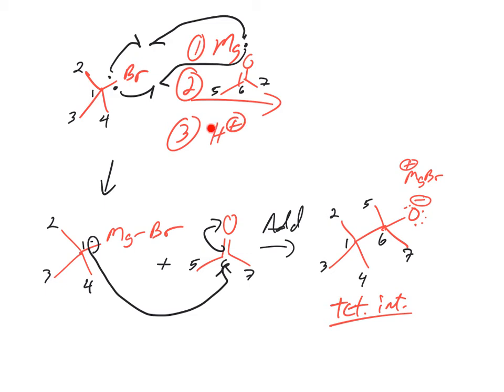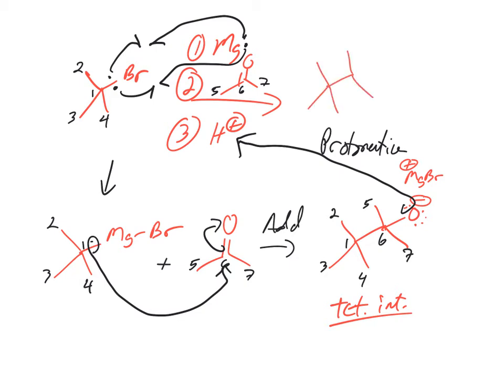So now we're on to step 3. What is step 3 going to be? It's just going to be protonation. All right, protonation. And that'll lead us to the final product. Number our carbons. Make sure we didn't lose any.